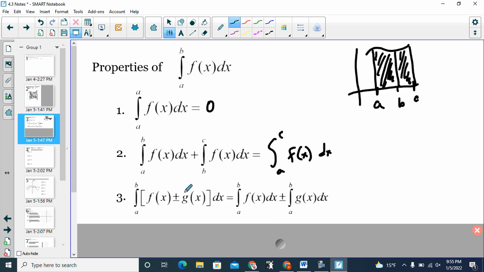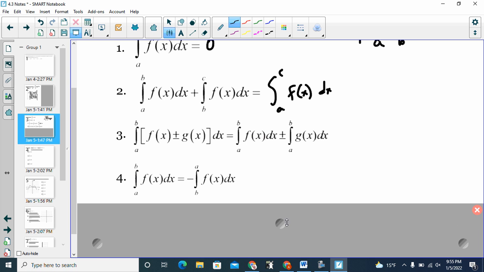The third property says that if I am adding or subtracting two functions inside the integral, I can split that up into two separate integrals. The integral from A to B of f of x plus or minus g of x dx is equal to the integral from A to B of f of x plus or minus the integral from A to B of g of x dx. Notice that works for addition and subtraction. It does not work for multiplication and division.